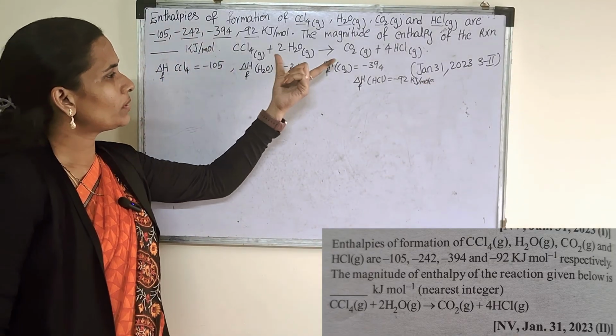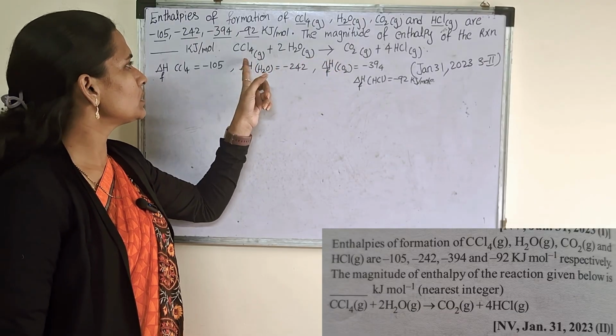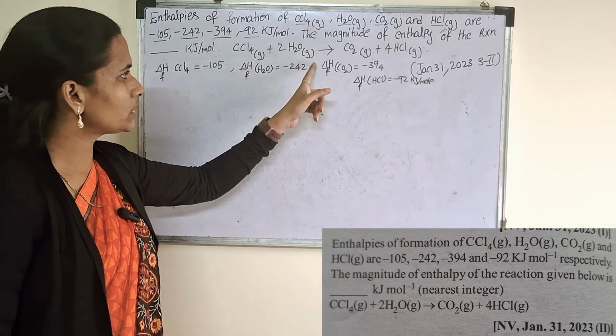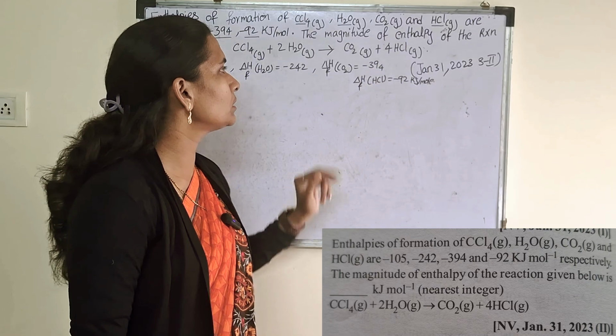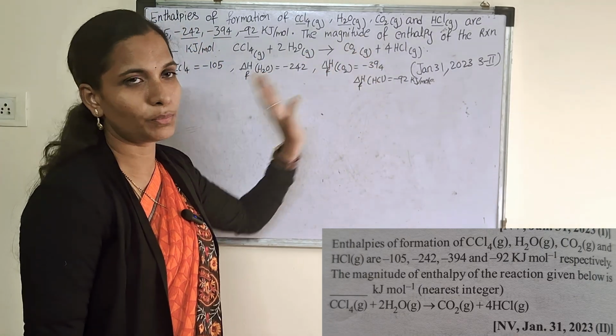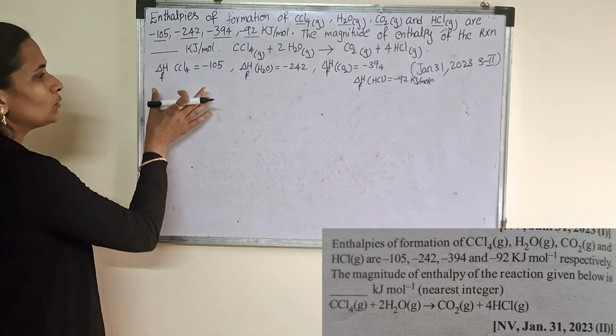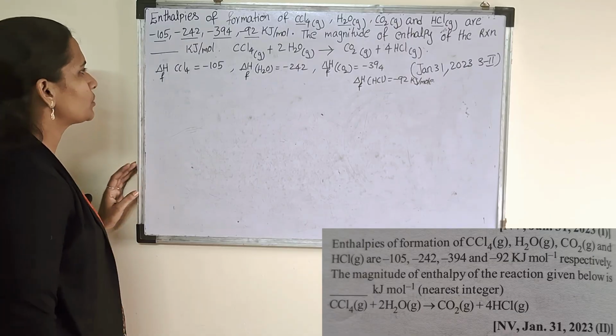They are asking what is the enthalpy for this reaction: CCl4 plus 2 moles of water gives rise to CO2 plus 4 moles of HCl. For this reaction, they are asking the enthalpy. So first of all, based on this information, write down the equations.